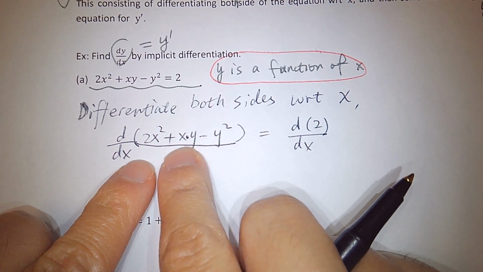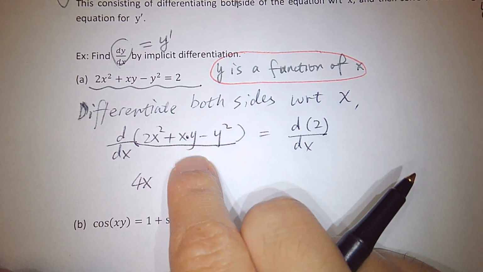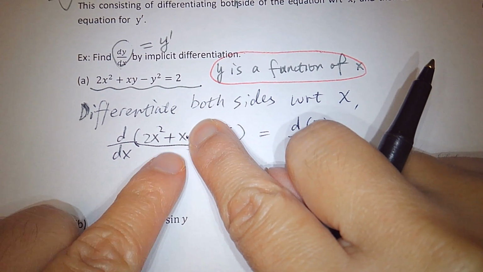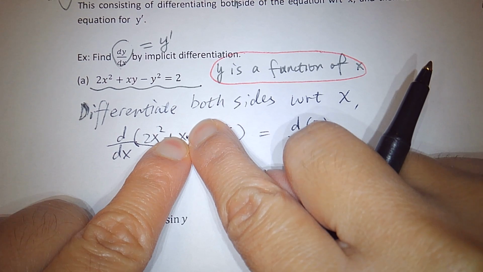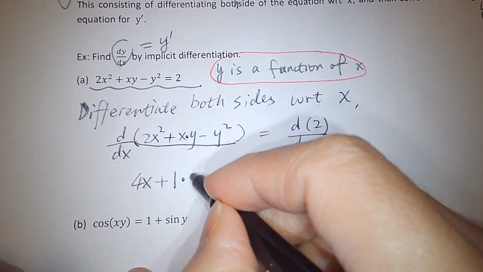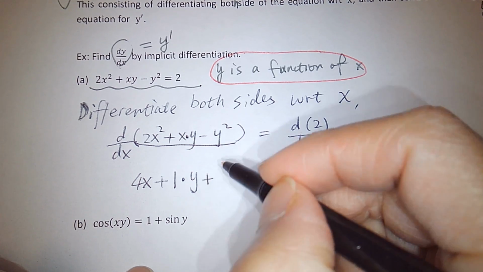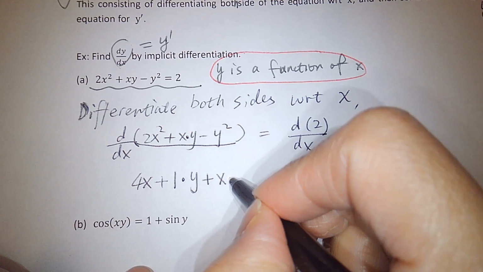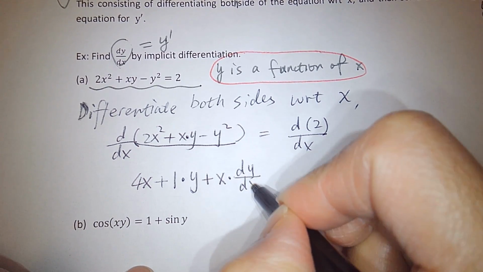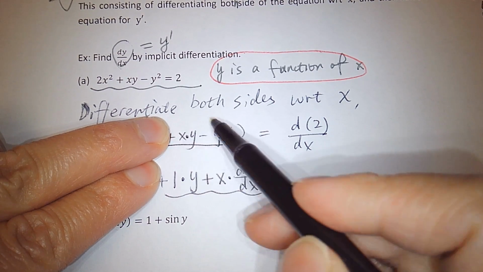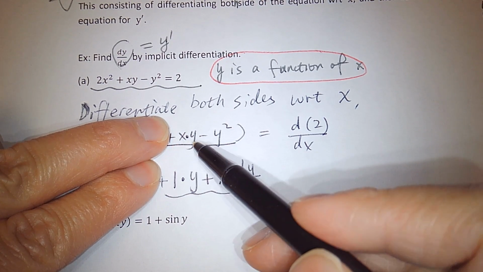Is this a product? Yes, it is, right? So by using the product rule, we differentiate x with respect to x, which gives us 1 times y. Plus what? Plus x times dy over dx. Okay, so these two terms come from the differentiation of x times y.